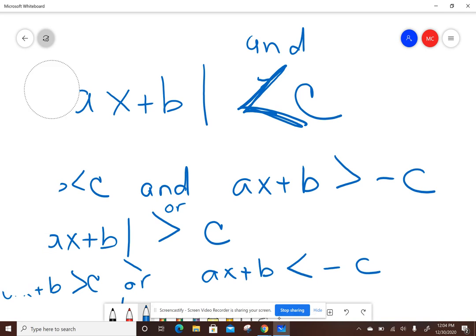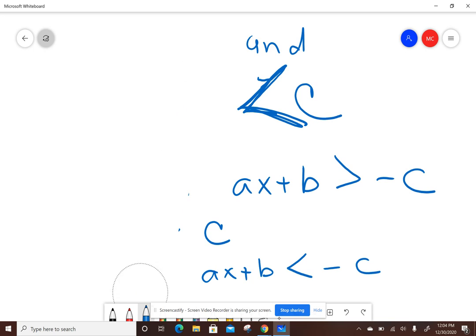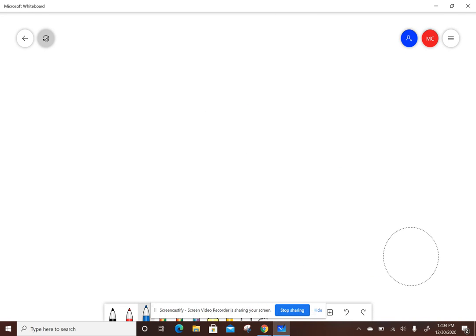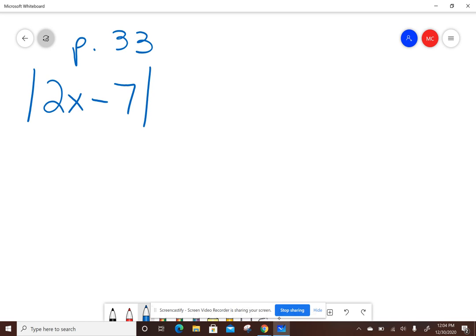Okay, so let's turn the page and do an example. On page 33, it asks us to graph the absolute value of 2x minus 7 is less than 9. So right away, I write "and" for less than. So I know this is going to break into two things.